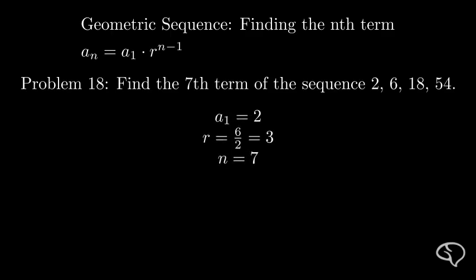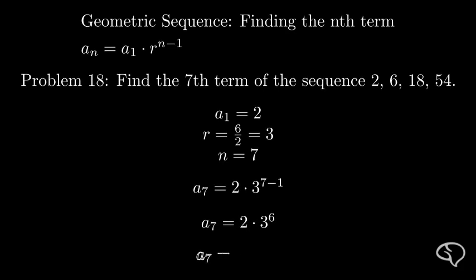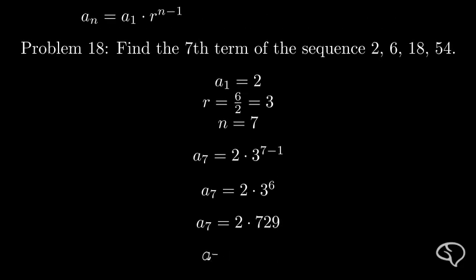Now, we plug these values into our formula. A sub 7 equals 2 times 3 to the power of 7 minus 1. This simplifies to 2 times 3 to the power of 6. 3 to the power of 6 is 729, so a sub 7 equals 2 times 729. The 7th term is 1458. We have now successfully found terms in both arithmetic and geometric sequences.